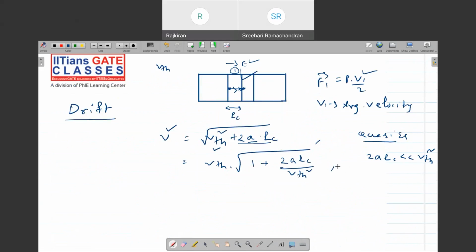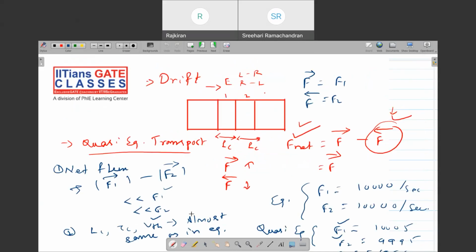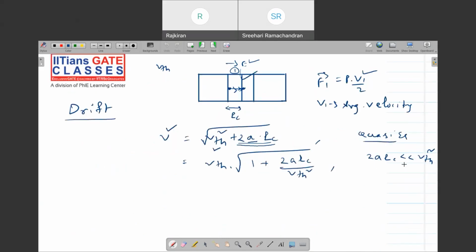Is it right? 2a LC is very much less than VTH square, because this is the amount of velocity gained. But what you understood from quasi equilibrium is that whatever the gain, there is a very small change in velocity. And we know root over of 1 plus x, if x is very small, is equal to 1 plus x by 2. Clear? Similarly here, I will do the same thing.